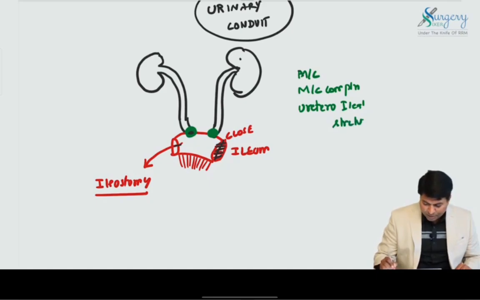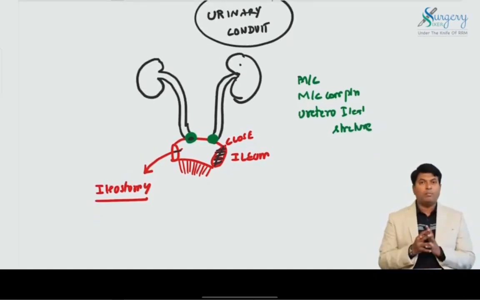So this question can be asked in an exam because this point I am telling you is taken from none other than Campbell-Walsh. So the most commonly used conduit is the ileal conduit and the most common complication is ureteroileal stricture. Okay, please don't forget this first point.